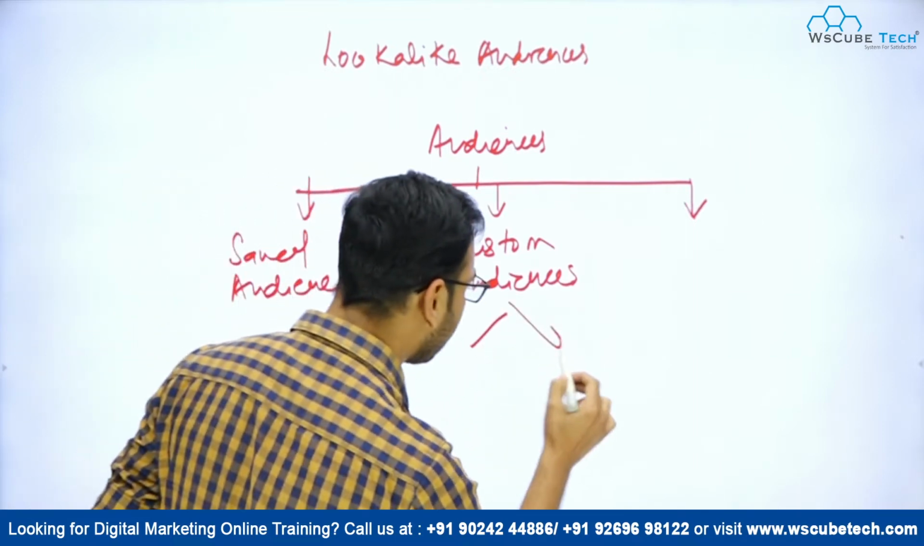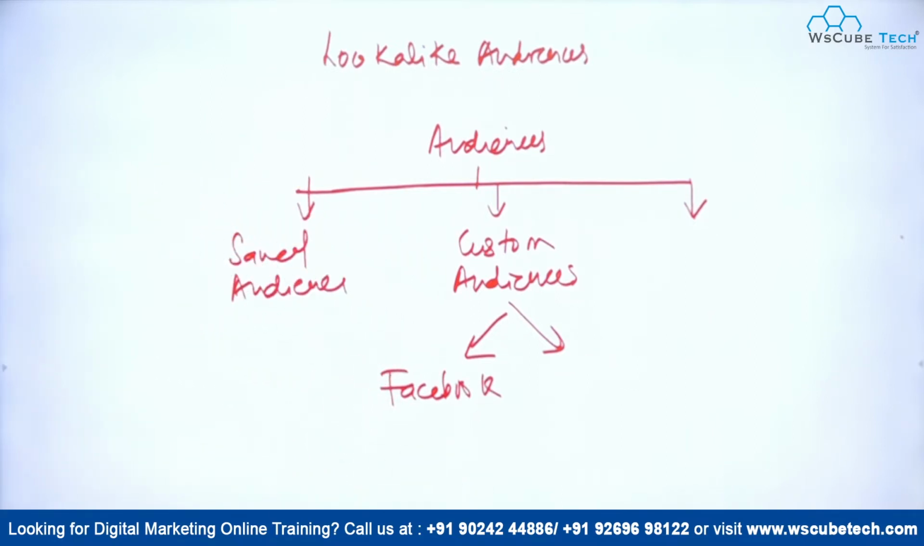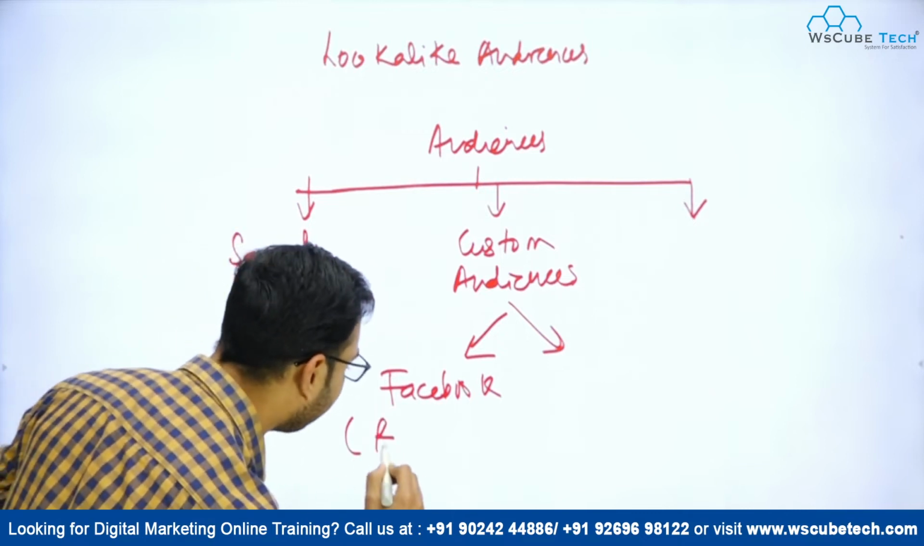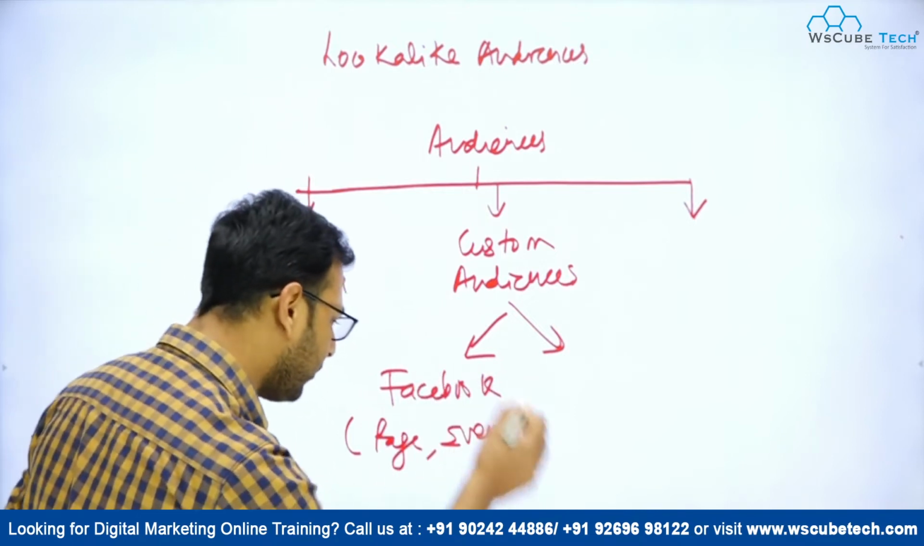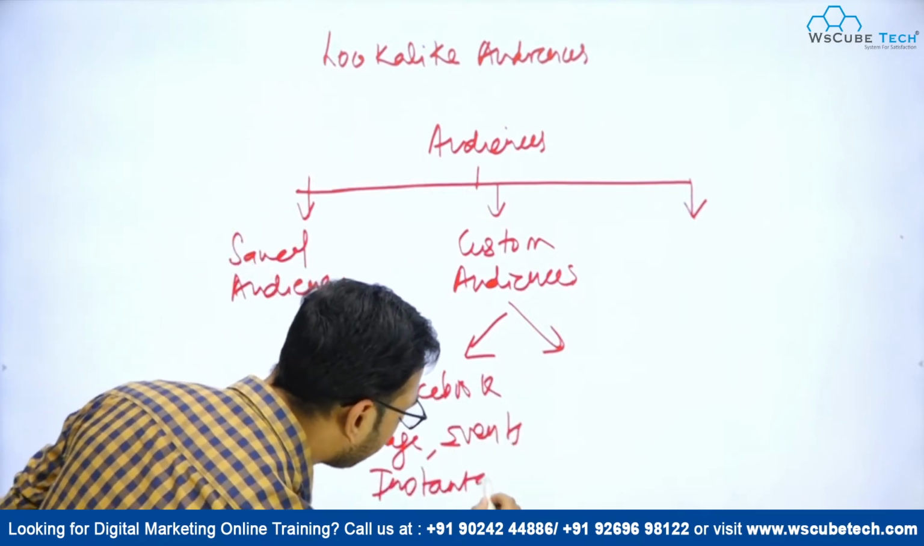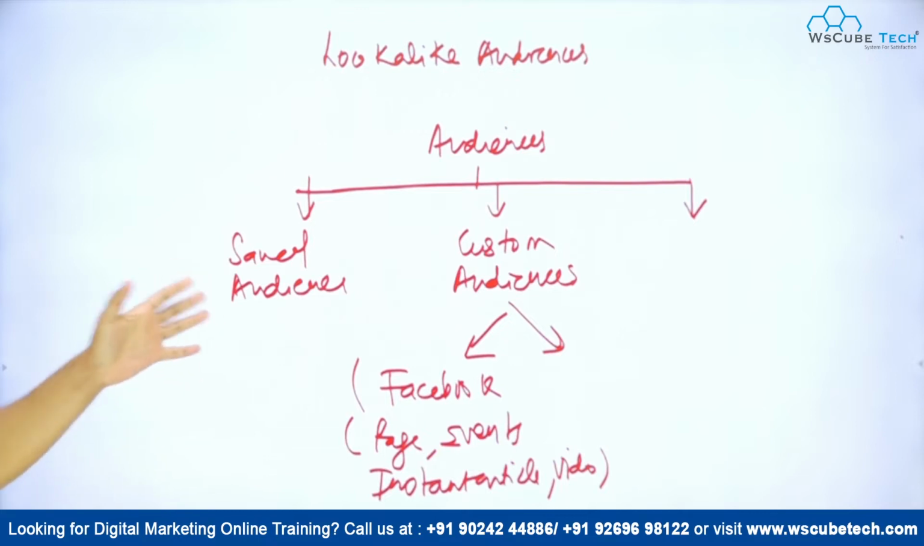The different sources are, the one is Facebook itself. Whenever we are working on the different assets of Facebook, like a Facebook page, Facebook events, or Facebook lead forms, we can create custom audiences based on the interactions that the audience is doing on the assets owned by Facebook. If we have a Facebook page, events that we have created on our page, instant articles, and the videos that we have uploaded on Facebook, we can create custom audiences based on the interaction of the people on those different assets, right?